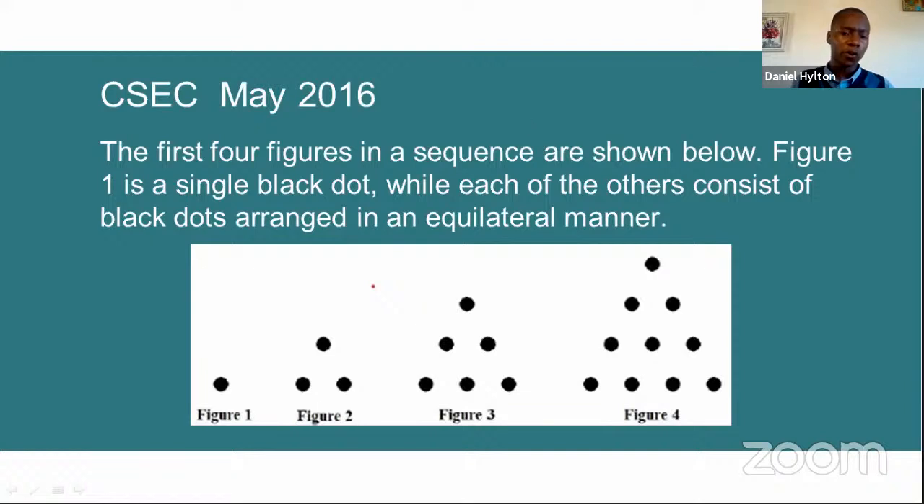What do we notice about these 4 figures here? What's happening here? So what's the chat saying so far, Mr. Montague? We're having persons saying it looks like a triangle. The sides are the same amount of dots for each shape or each figure. Okay. So they're stating their observation.